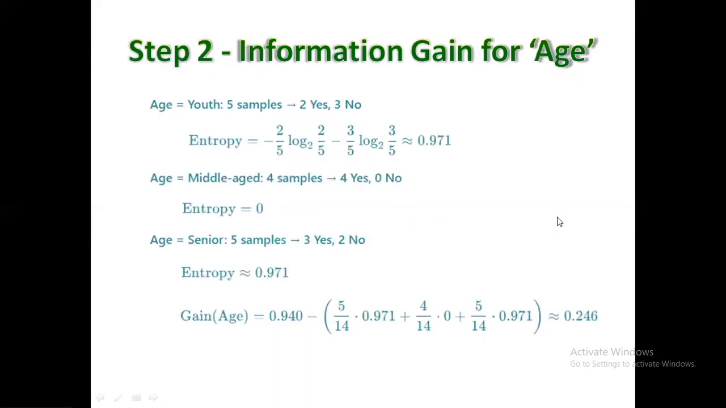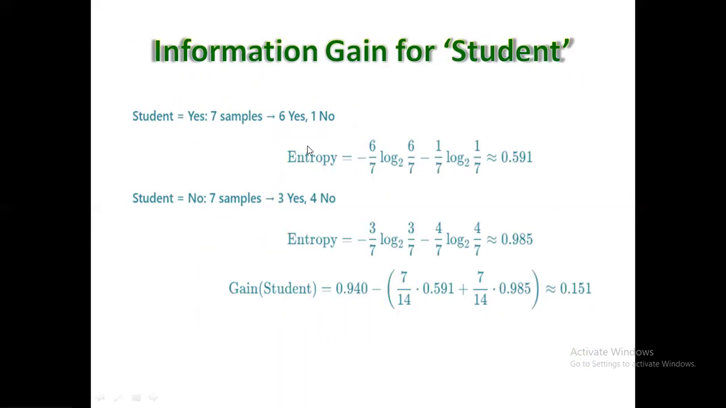So we have to find the entropy for S under the student category: minus 6 by 7 into log 2 of 6 by 7 minus 1 by 7 into log 2 of 1 by 7. The value is equivalent to 0.591. And the no category, another 7. 7 plus 7, 14. 3 yes, 4 no. So minus 3 by 7 log 2 of 3 by 7 minus 4 by 7 log 2 of 4 by 7. It is very easy to calculate. Only thing you need is to have an interest. The value is 0.985. So what is the gain?